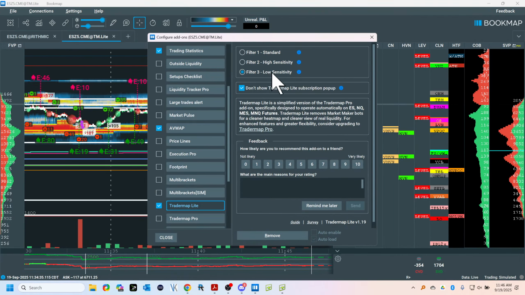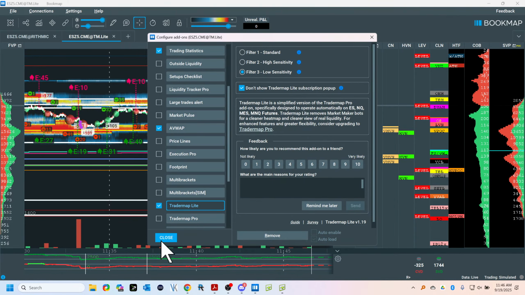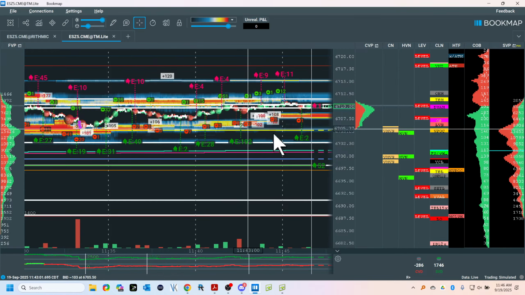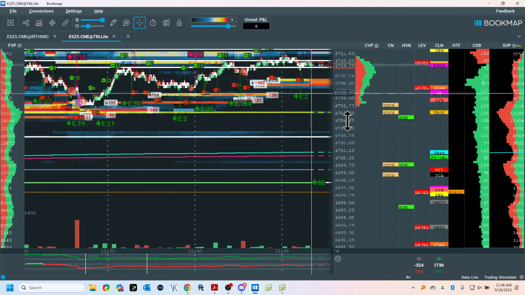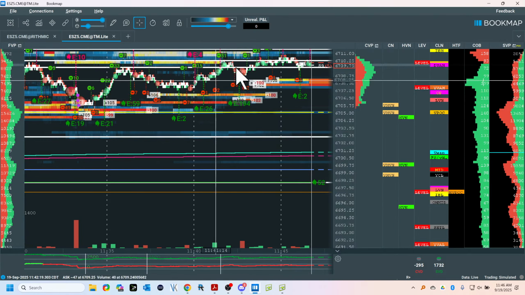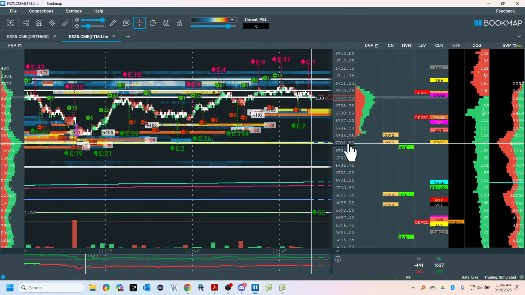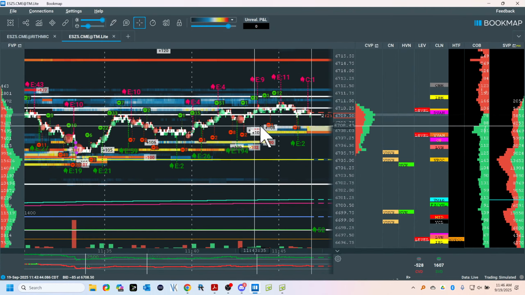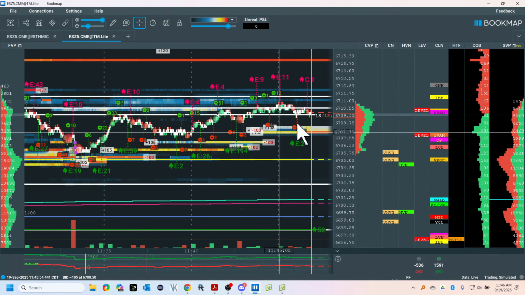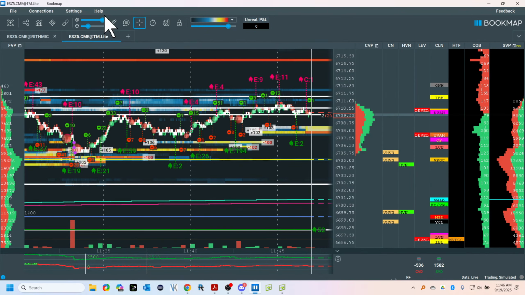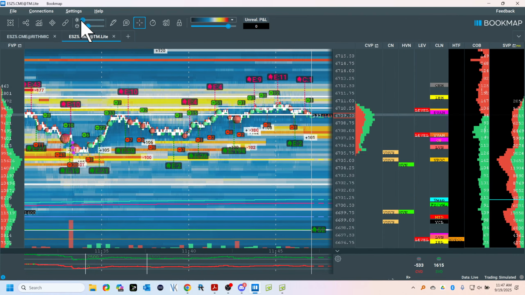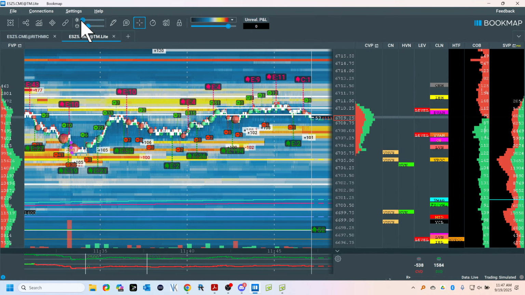I'm using the low sensitivity filter. I want to remove as much debris as possible so I'm not distracted. There are some traders who have this really bright, where you're seeing every little burp in the market. That's noise. This is what's important to me. This is not a flashing algo. If I do this, that doesn't help me. Plus my eyeballs fall out of my head.